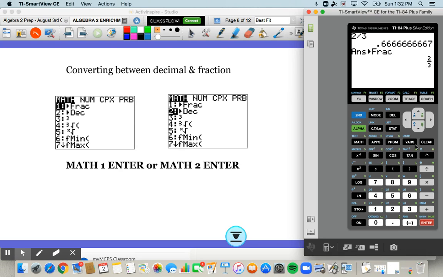There is a way to change your calculator's mode to make it default into fractions. I'm not going to show that. I would love for you guys to explore that a little bit later and see if you can figure it out. You can also convert the other way if you really wanted. Let's say I wanted to get this back, and oh man, it's still a fraction. I could push math, decimal, enter, enter, and it will convert it back to a decimal.